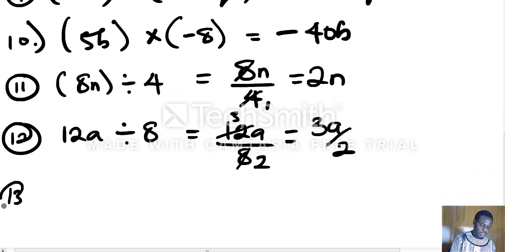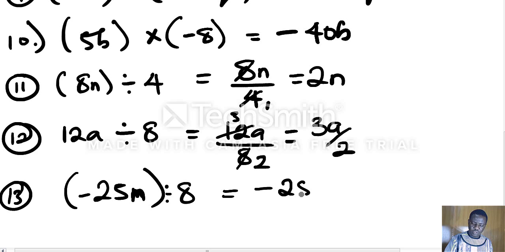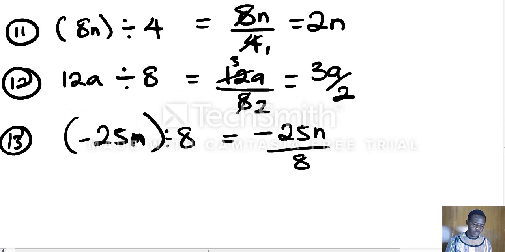Number 13 says minus 25n divided by 8. This can also be written as minus 25n over 8, and it is also in fractional form.